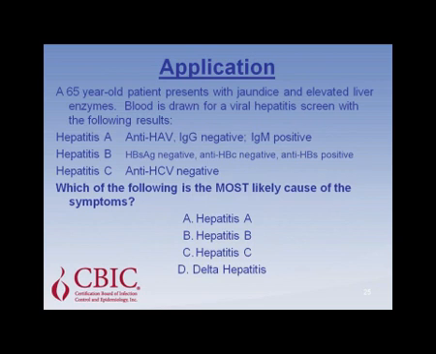So you have a 65-year-old patient who presents with jaundice and elevated liver enzymes. Blood is drawn for viral hepatitis screen with the following results. And it tells you your results for hepatitis A, hepatitis B, and hepatitis C. And the question is, which of the following is the most likely cause of the symptoms? And the answer is A.